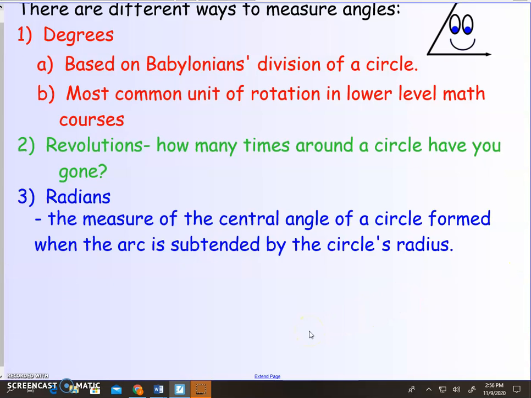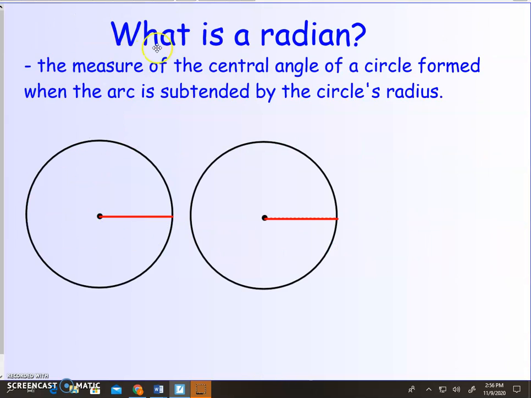Let's talk about radians, because radians are a very deliberate way of measuring a rotation in a circle. So again, here's the formal definition of a radian. And notice how close the word radian is to radius. So let's walk through this definition and see what it means. It's the measure of the central angle of a circle formed when the arc is subtended by the circle's radius.